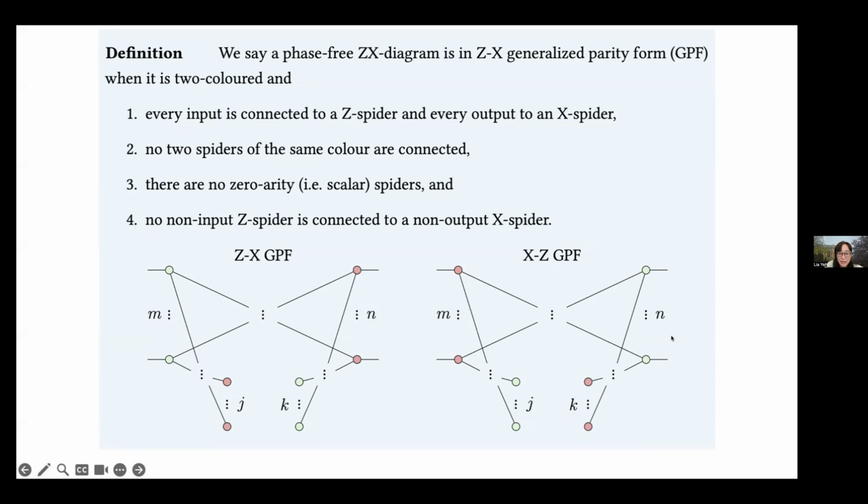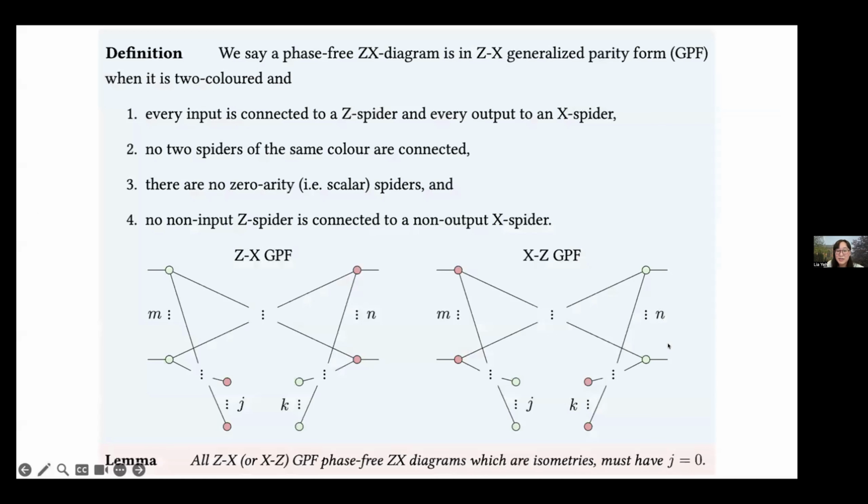Essentially for this talk, we're only interested in the special case of this when J equals 0. This is because for all isometries in the phase-free fragment of the ZX calculus, it must be the case that J equals 0. This is easy to see because if J is non-zero, then there must be some post-selection, which means that there must exist some inputs that are annihilated by that map, and therefore it can't be an isometry.